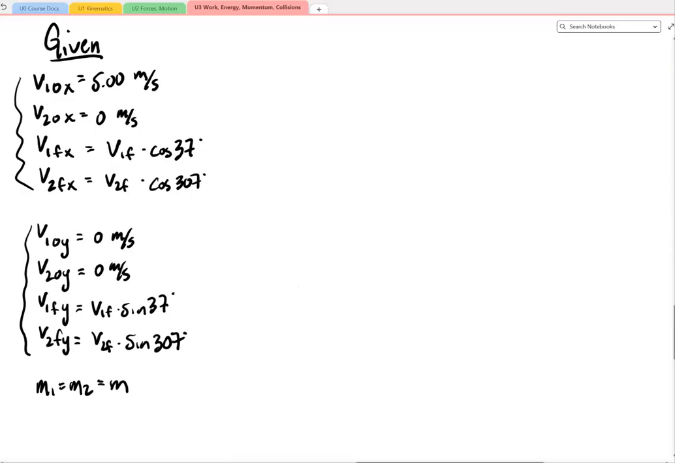Then finally, I'm noting that mass 1 is equal to mass 2, so those two objects have the same mass. And when I write the formula, I'm just going to use m for that.